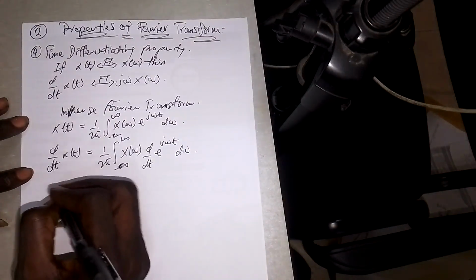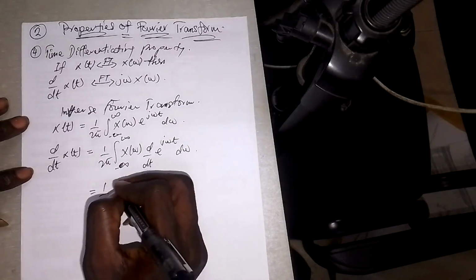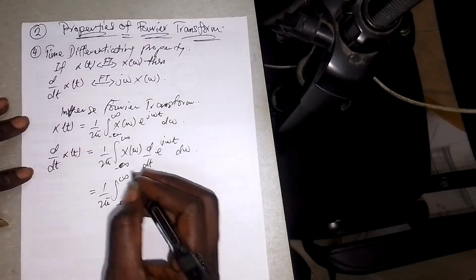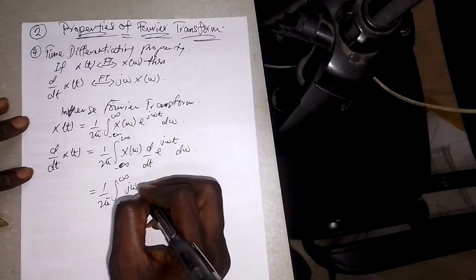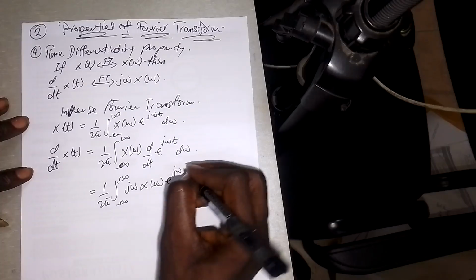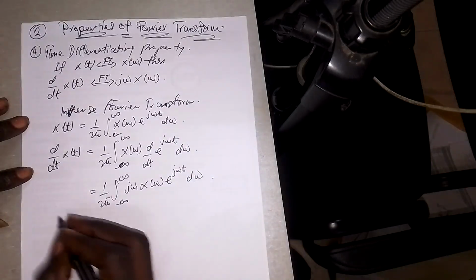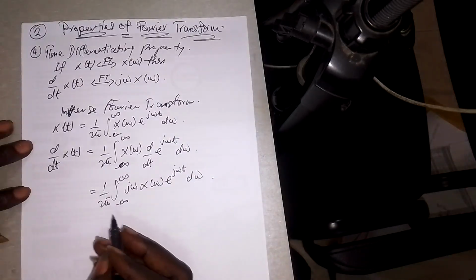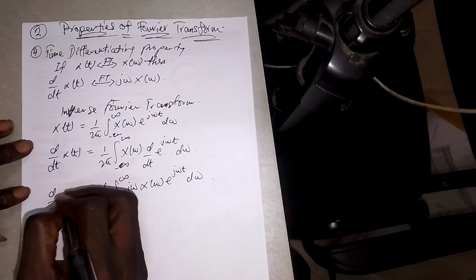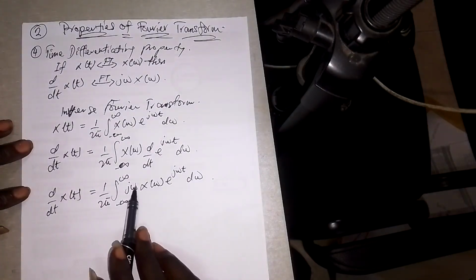So now here we're going to have 1 over 2 pi times the integral from minus infinity to infinity. If you differentiate this one, you get j omega. So we have that j omega here, we have this X of omega, and we get e to the j omega t d omega. Now what you can see is that I can make this one here d/dt of x of t.